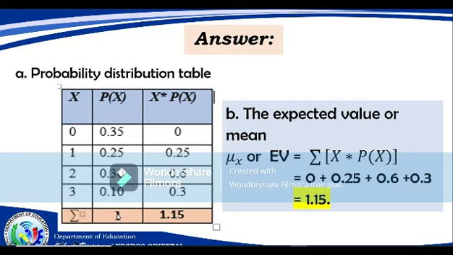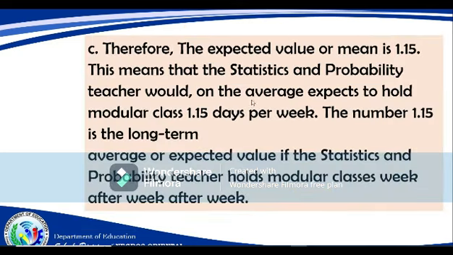The sum of the probabilities is 1, so that proves that this is a probability distribution table. And the sum of the products here is 1.15. Therefore, the expected value, or mean, is the summation of the product of x and p of x. So you will have 0 plus 0.25 plus 0.6 plus 0.3, a total of 1.15. Okay, so we're done answering letters A and B. Therefore, the expected value of the mean is 1.15.